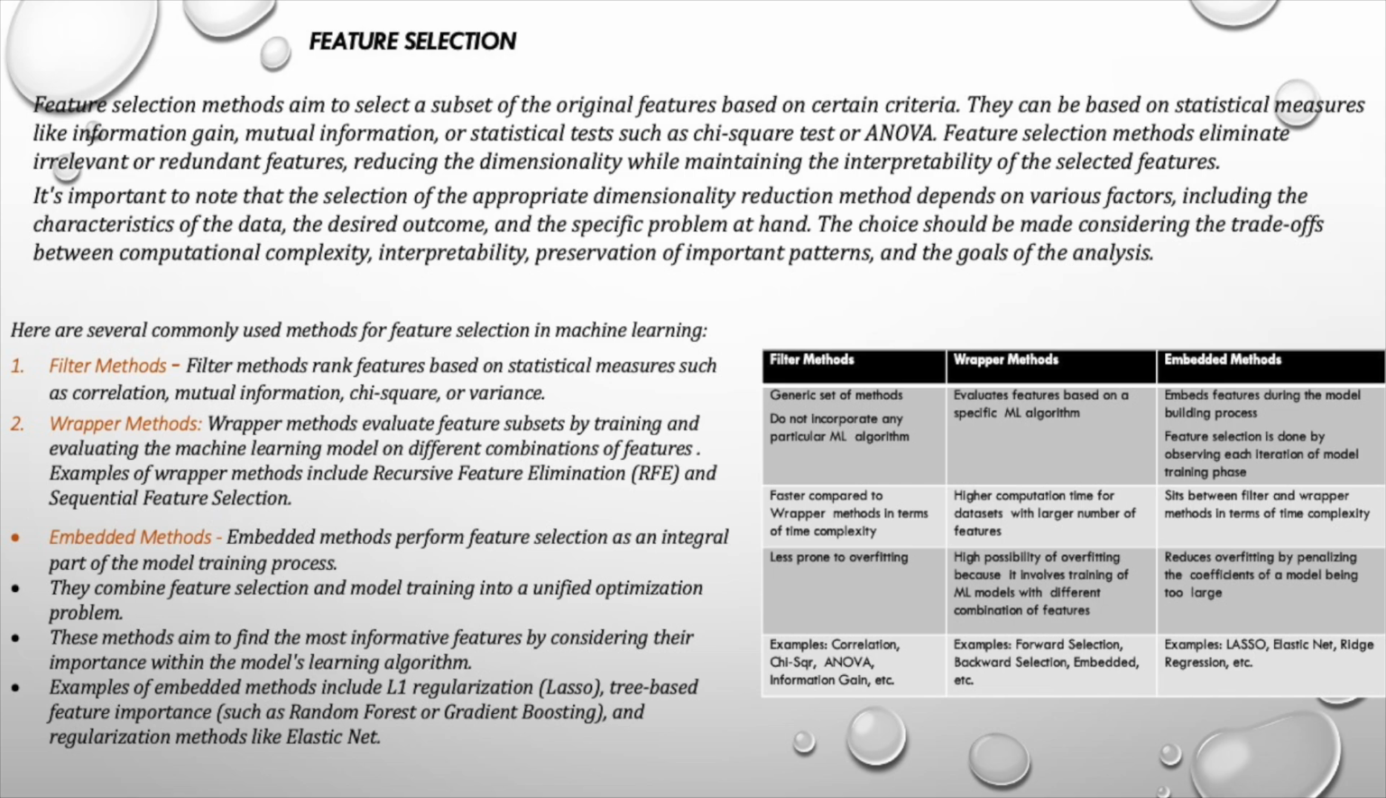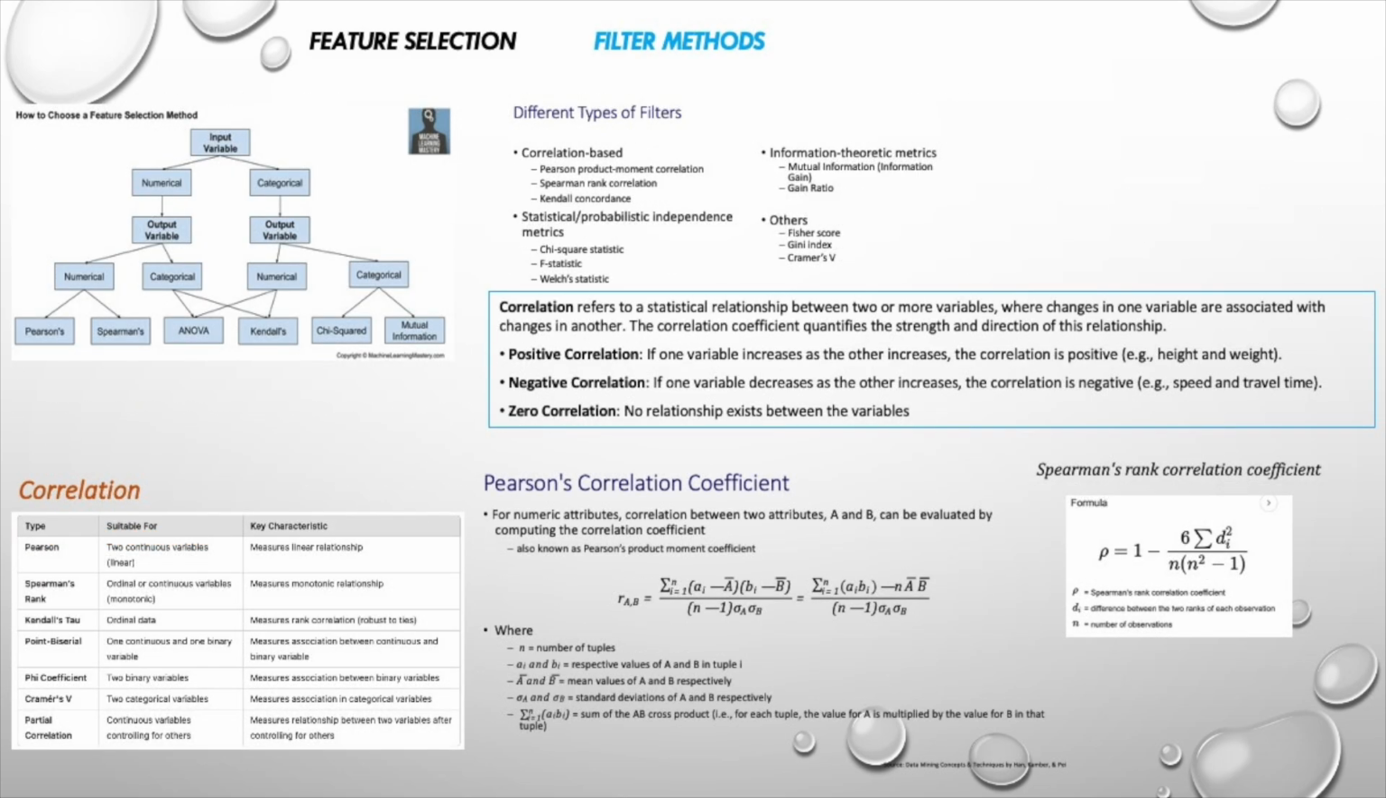3. Embedded methods. Embedded methods perform feature selection as an integral part of the model training process. They combine feature selection and model training into a unified optimization problem. These methods aim to find the most informative features by considering their importance within the model's learning algorithm. Examples of embedded methods include L1 regularization, lasso, tree-based feature importance, such as random forest or gradient boosting, and regularization methods like elastic net.